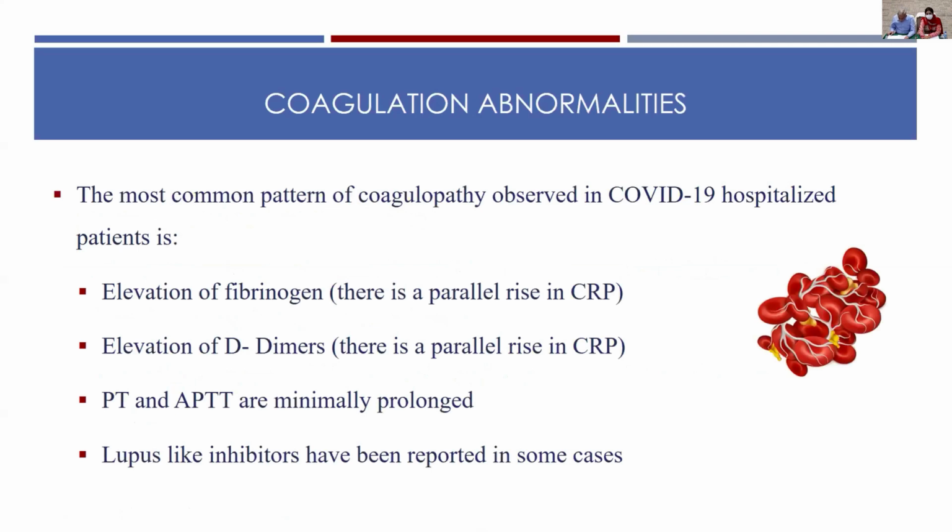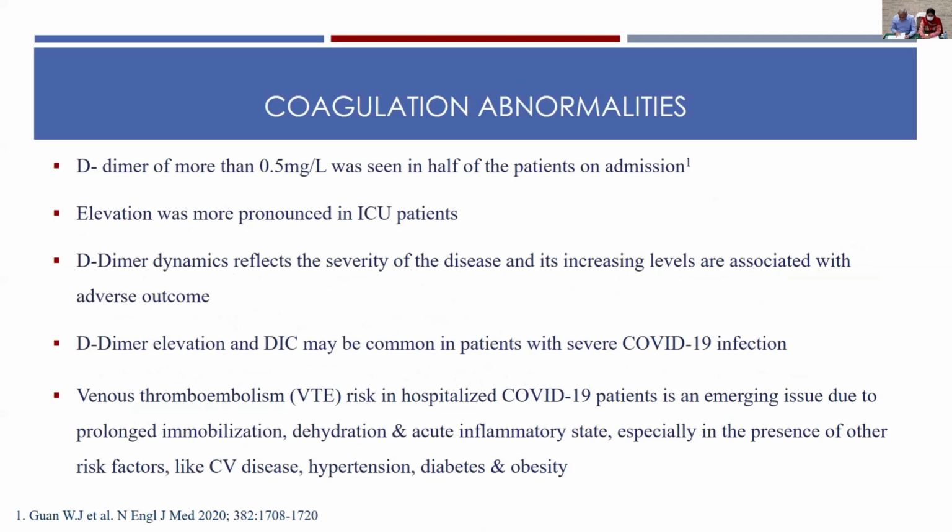Okay, the coagulation abnormalities. The most common pattern of coagulopathy observed in COVID-19 hospitalized patients is the elevation of fibrinogen and D-dimer, which goes in parallel with the rise in the CRP. The PT and APTT are minimally prolonged, and we also saw the same thing here. We'll show you the data. Some lupus-like inhibitors have been reported in these cases.